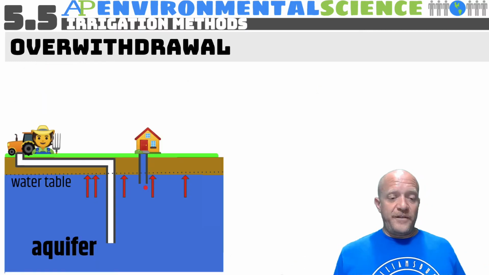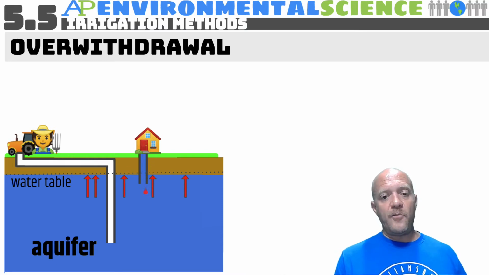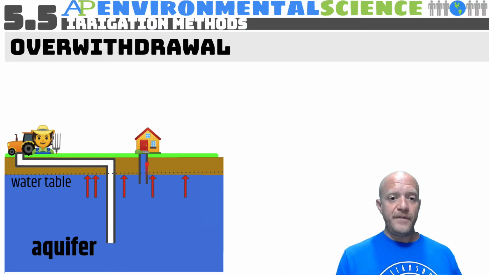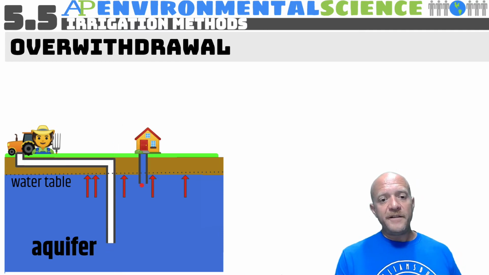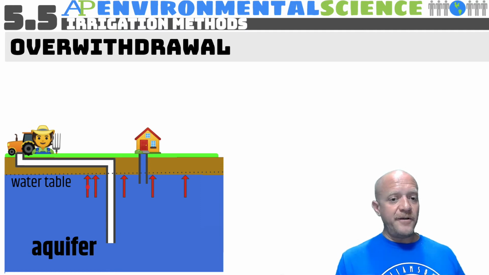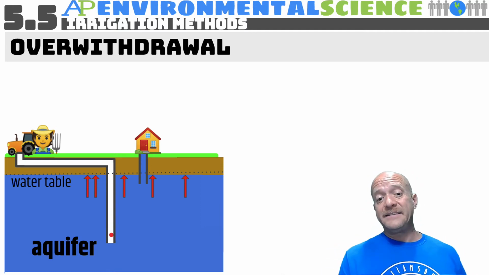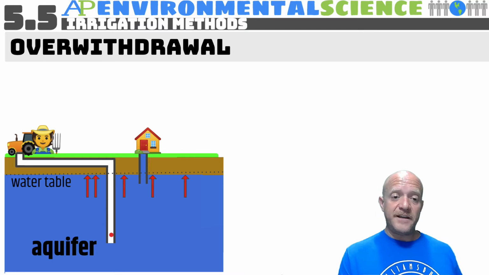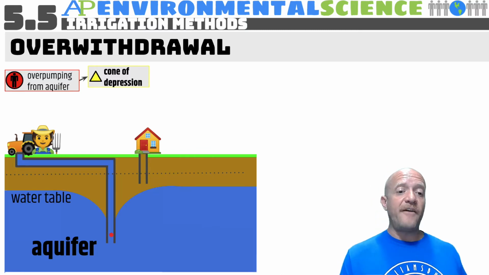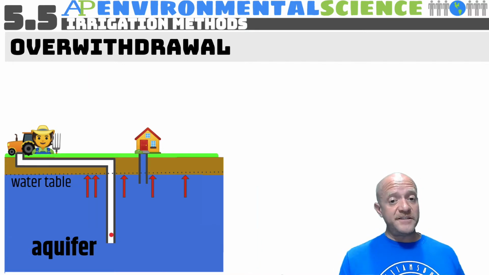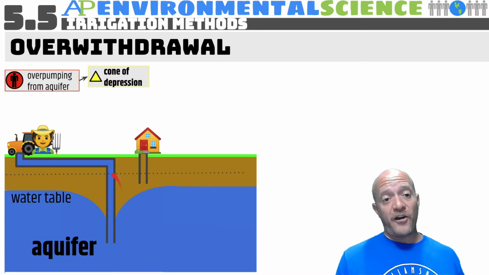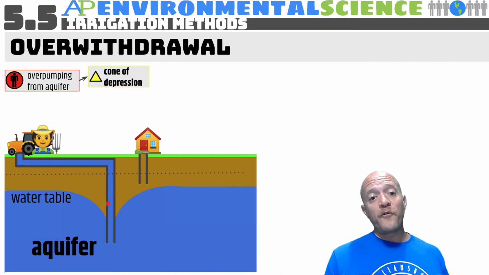So if we over withdraw, let's just say we have a typical homeowner that has their well, and we have a farmer that comes in and wants to dig a super deep well. Well, this homeowner and this farmer can both get the water, but the farmer has maybe more money and can dig a deeper well. So what happens over time? The farmer will over withdraw the water. So this is the normal situation, this is the over withdrawal, and the farmer is over pumping.